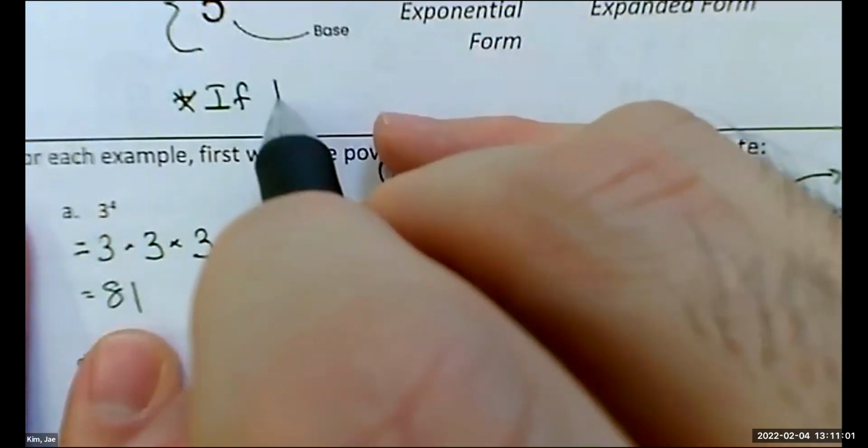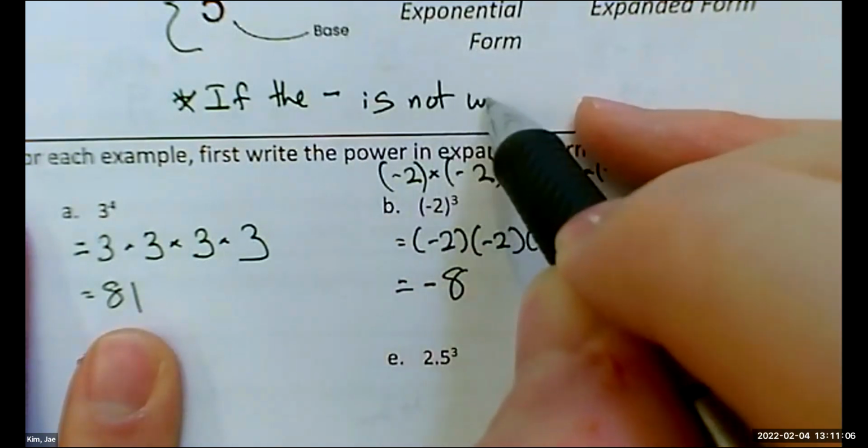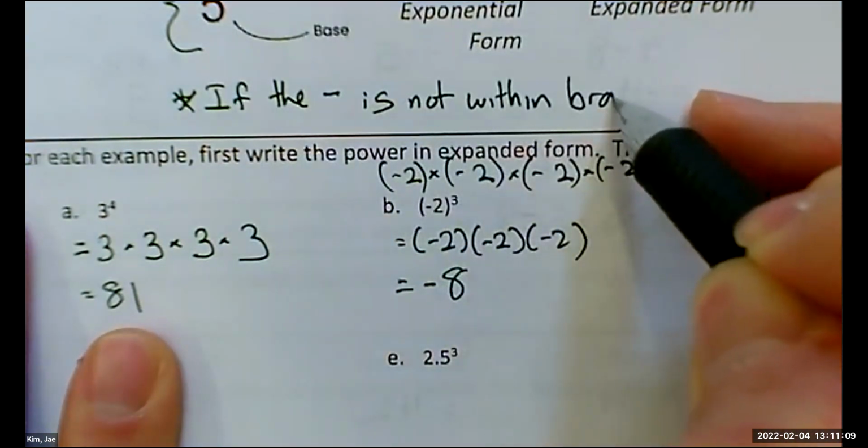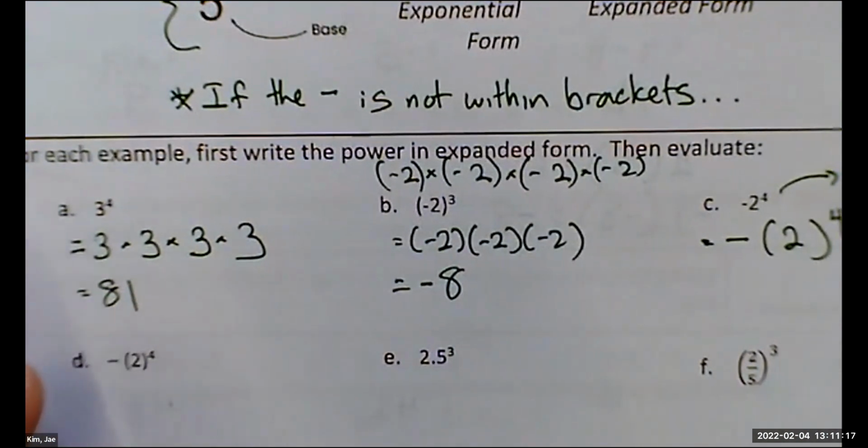If the negative is not within brackets, what's a way that we can understand each other? Should we just say exponent comes first? Would you understand what I mean if I say exponent comes first? Stefan, what do you think? Does that make sense to you, or should we explain it better? Should we elaborate? Elaborate? You don't like it? Okay.